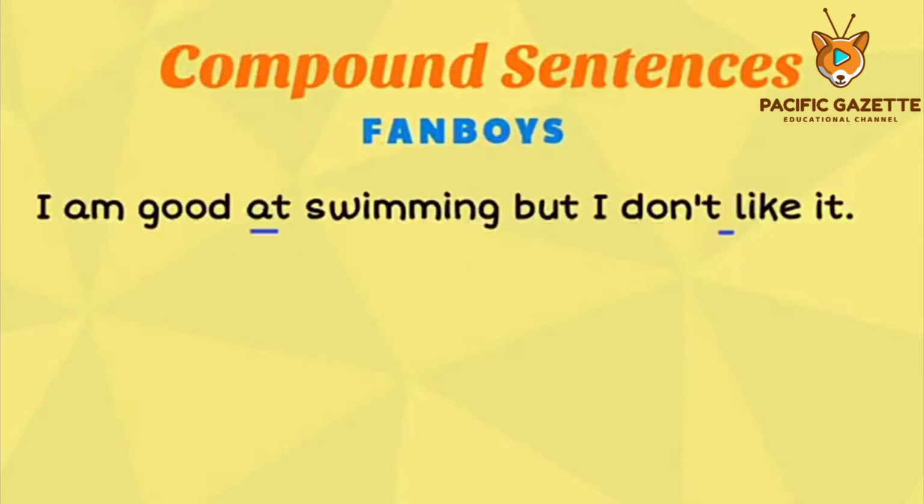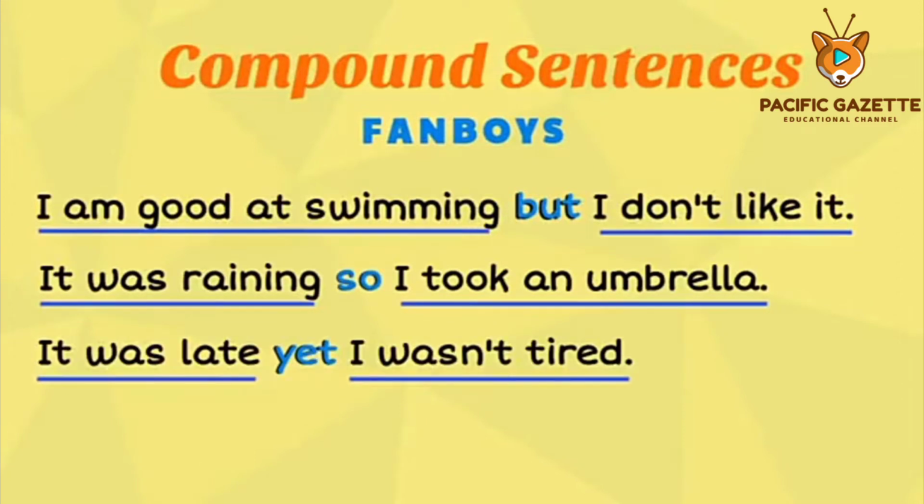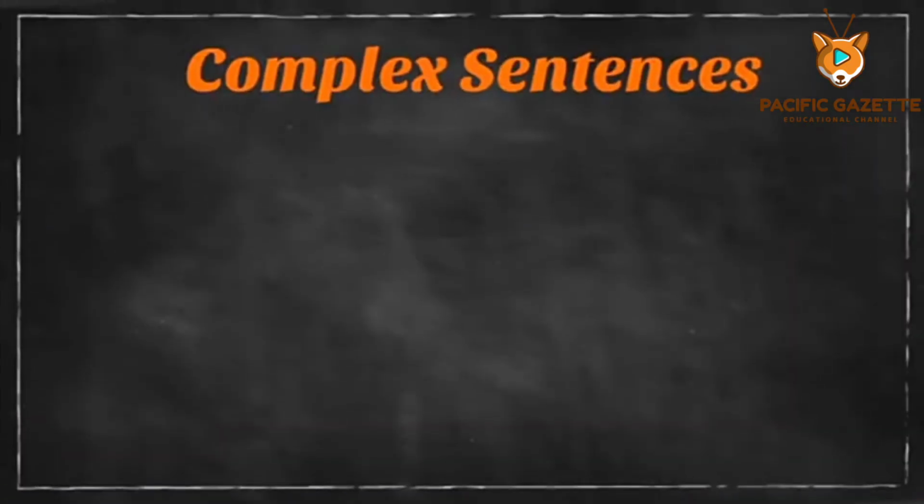Sample compound sentences. I am good at swimming but I don't like it. It was raining so I took an umbrella. It was late yet I wasn't tired. I have not met Steve, nor have I met Susan. And now let us move on to complex sentences.